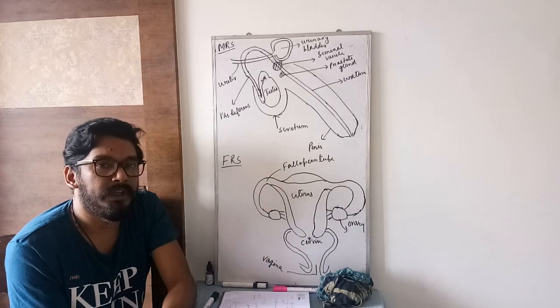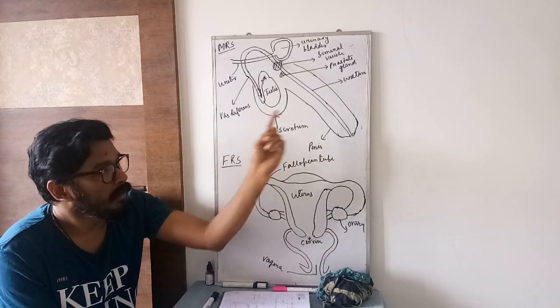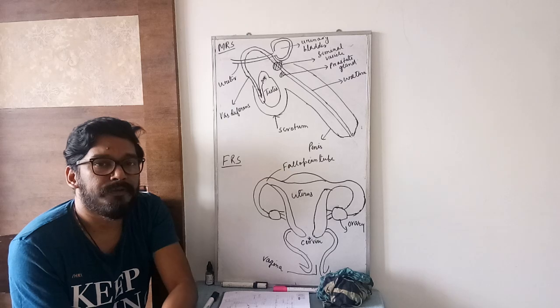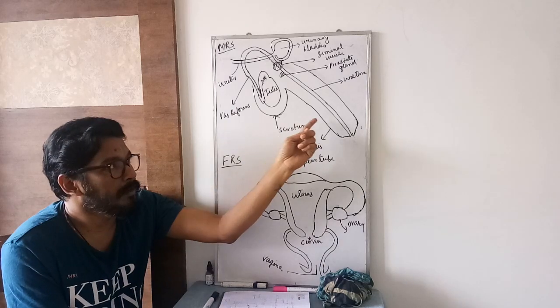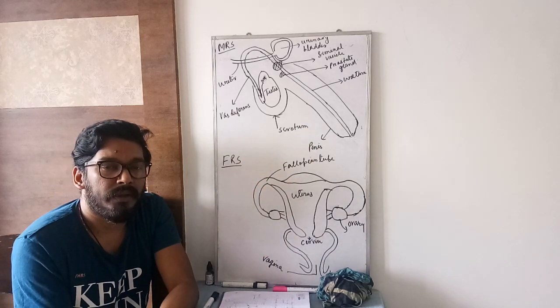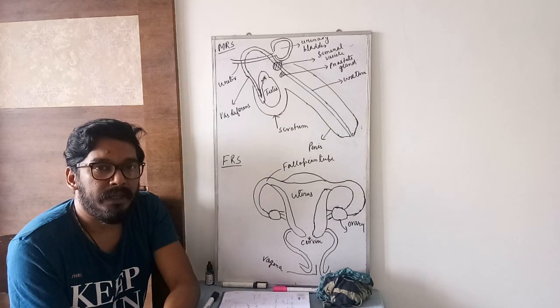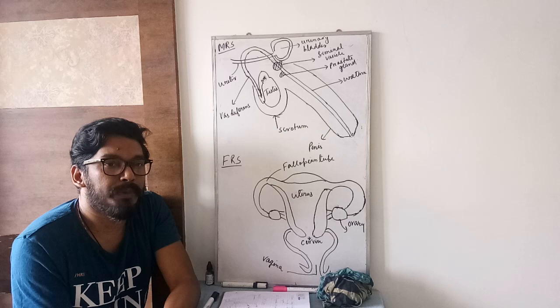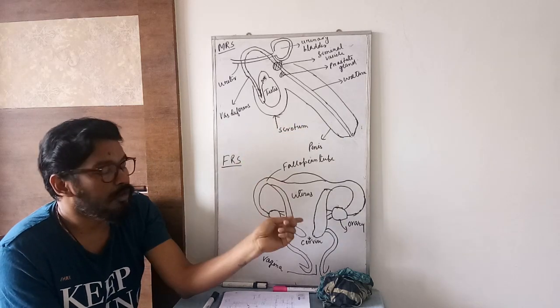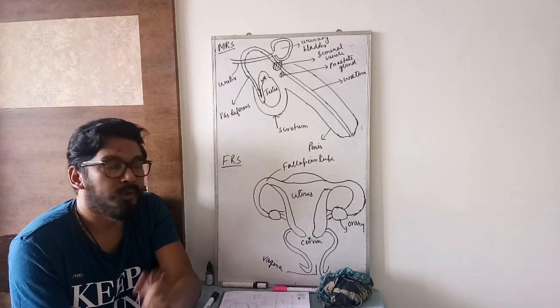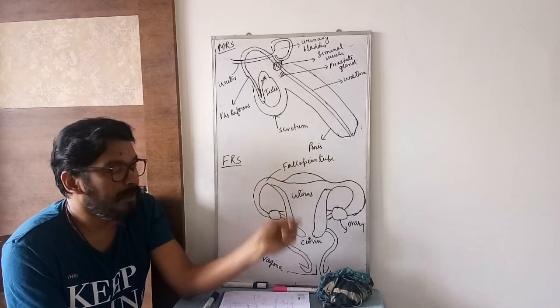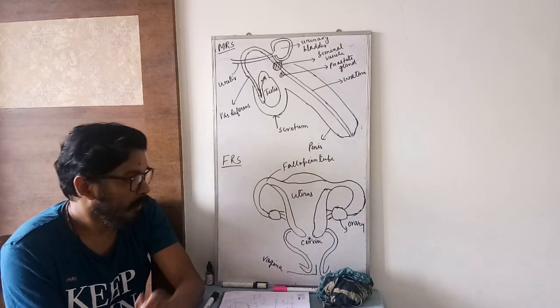Now we will go to the female reproductive system. The sperm is delivered into the female body with the help of the penis through the vagina. I repeat again, the sperm which is produced by the testes is introduced into the female body with the help of the penis, through the vagina.